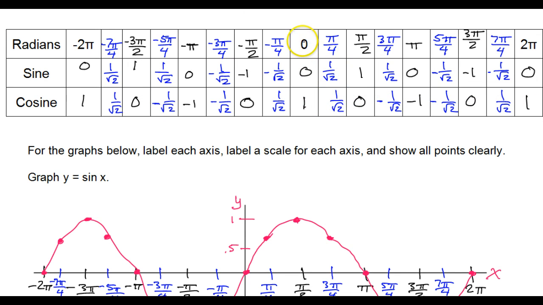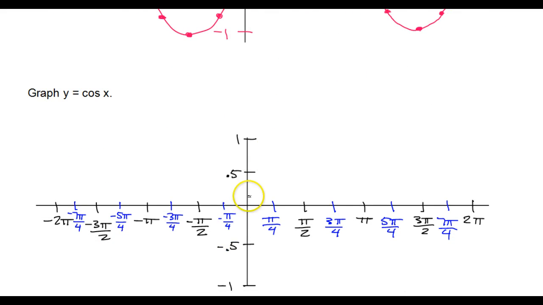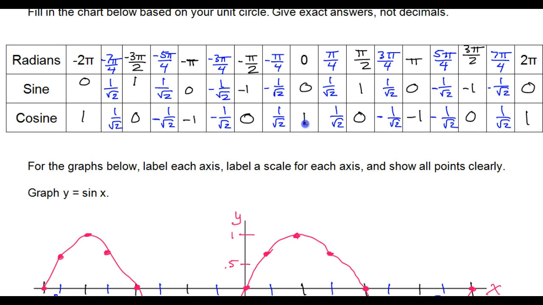Now notice that the cosine function does not start off at 0, 0 like the sine function does. The cosine starts off at 1. So that very first point is going to be way up here on the y-axis. And then I'll go from there. So we had 1, and then it goes 0, negative 1, 0, 1.